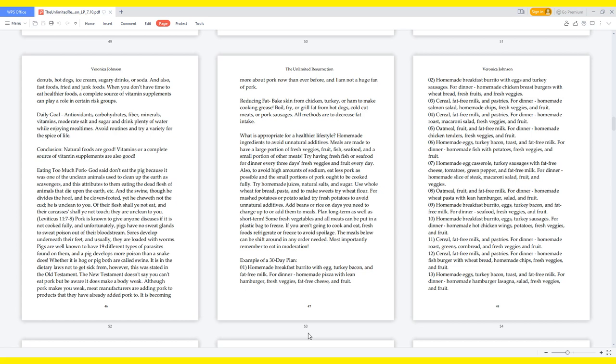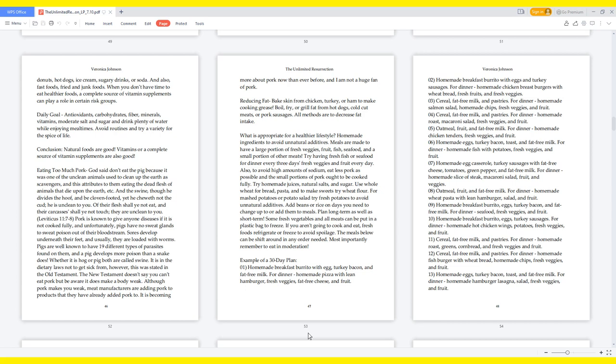What is appropriate for a healthier lifestyle? Homemade ingredients to avoid unnatural additives. Meals are made to have a large portion of fresh veggies, fruit, fish, seafood, and a small portion of other meats. Try having fresh fish or seafood for dinner every 3 days, fresh veggies and fruit every day. Also, to avoid high amounts of sodium, eat as little pork as possible, and the small portions of pork ought to be cooked fully. Try homemade juices, natural salts, and sugar.